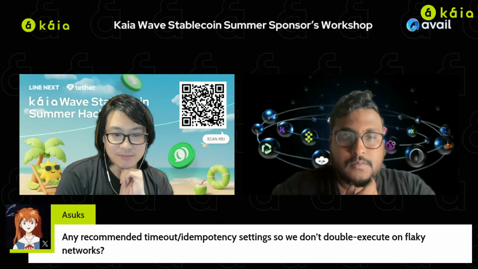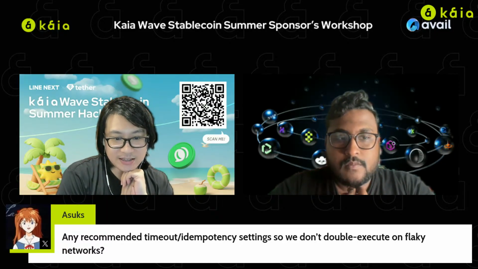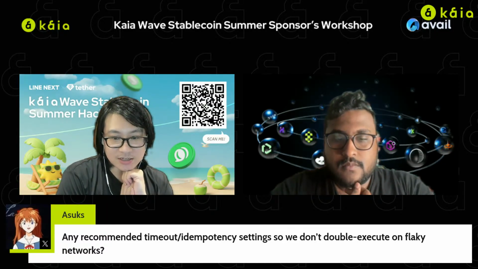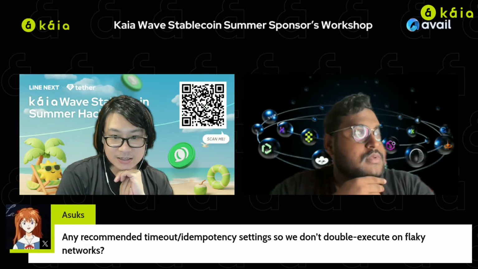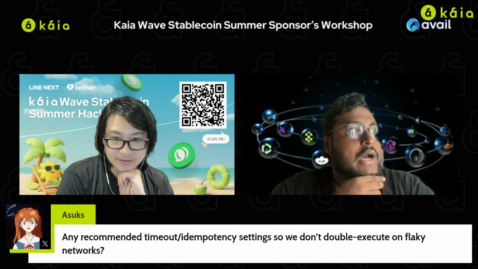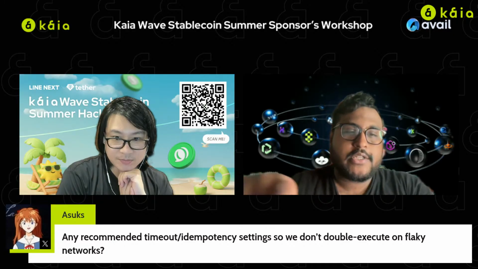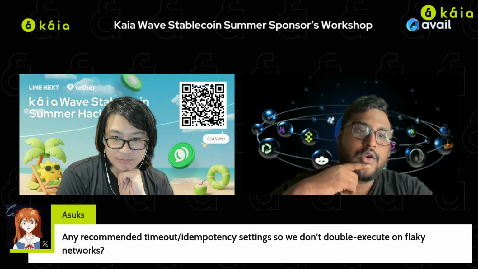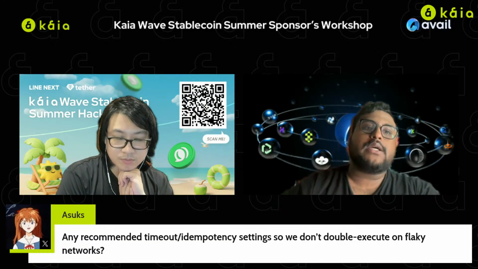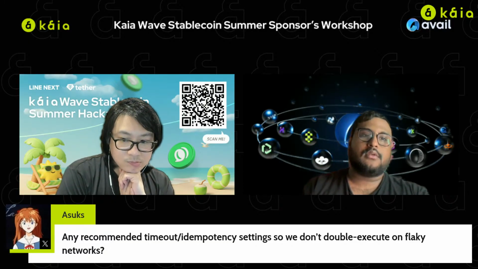Any recommended timeout or idempotency settings so we don't double execute on flaky networks? So, that's an interesting question. I would suggest you wait for the response from the SDK. If it fails, then you try again. That's how we kind of do it.